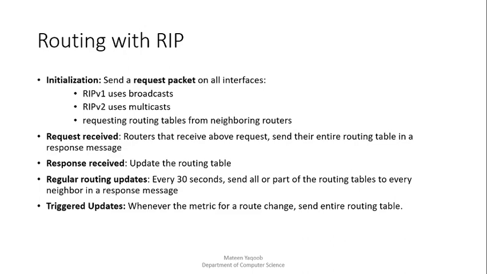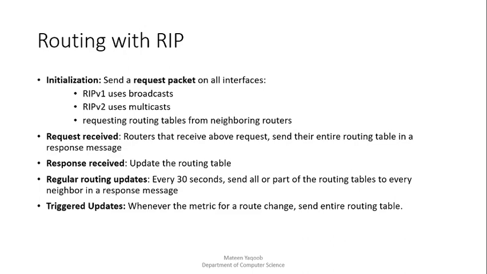There are 2 types of updates that usually occur in the RIP protocol. The first one is the regular routing updates, and the second one is the triggered updates. The regular updates usually occur every 30 seconds. After the 30-second timer, every router will send all or some part of its routing table to every neighbor in a response message. The triggered updates occur whenever the metric for a route is changed, and then the router will send its entire routing table.